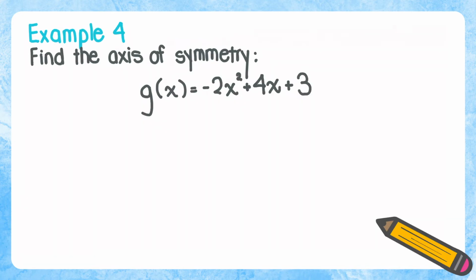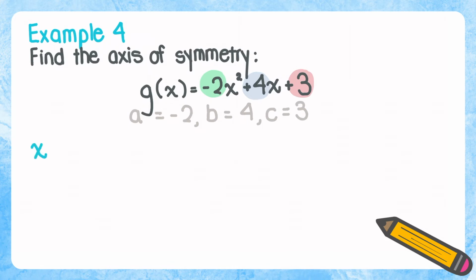In our next example, we have g of x equals negative 2x squared plus 4x plus 3. What are A, B, and C? A equals negative 2, B is positive 4, and C is positive 3. So A equals negative 2, B equals 4, and C equals 3.